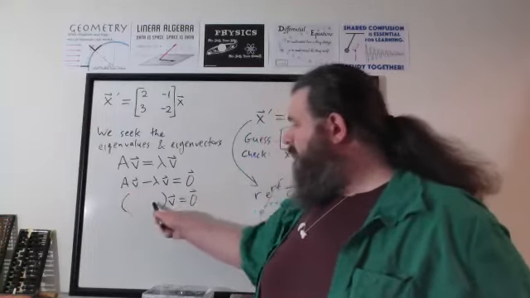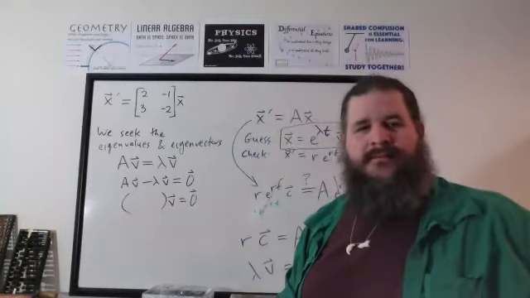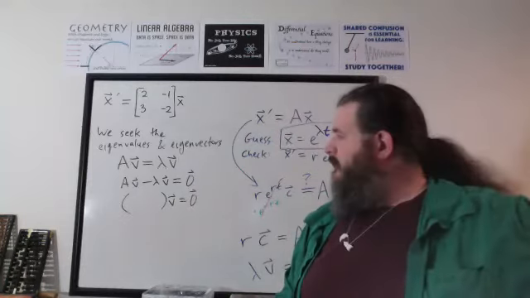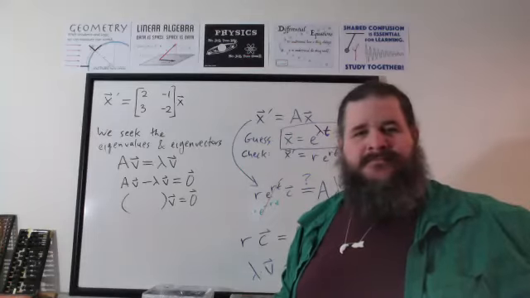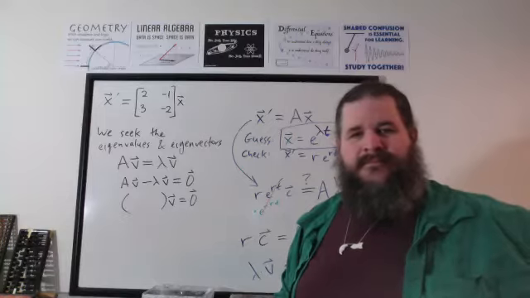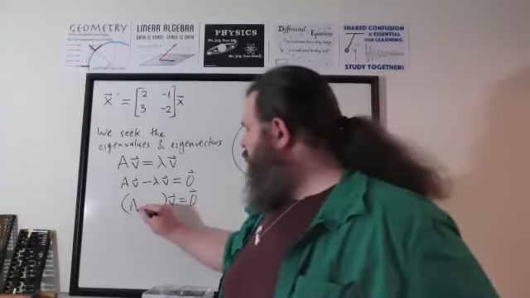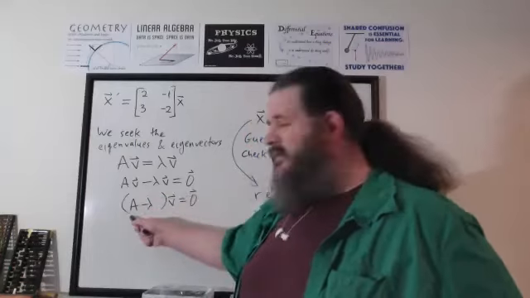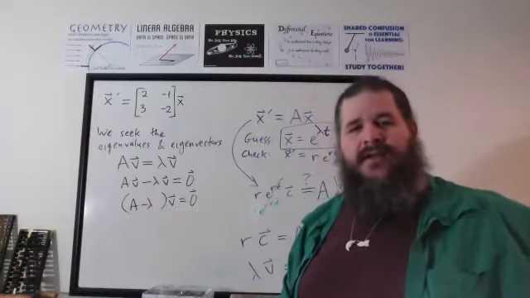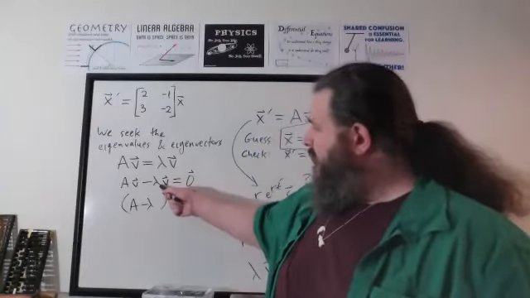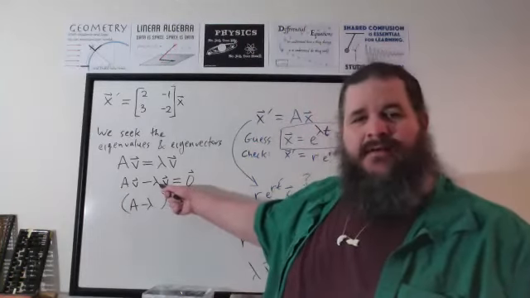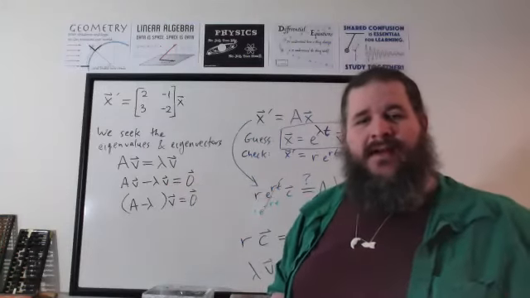If we do factor out V though, what's left here? What do we get if we factor V out of that expression? A minus lambda. Except for one thing. A is a matrix, lambda is a scalar. You can't subtract a scalar from a matrix. But what matrix could we have here that wasn't even written in? What's a matrix you could always insert without changing anything?